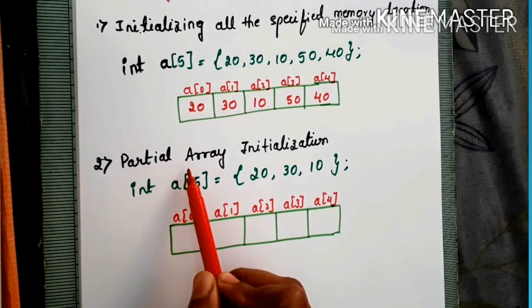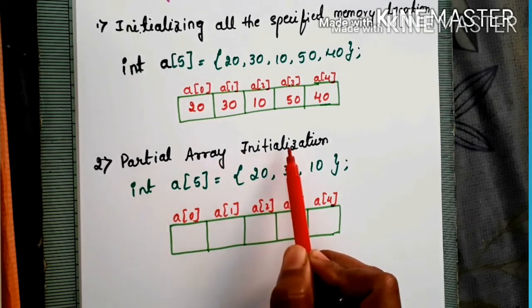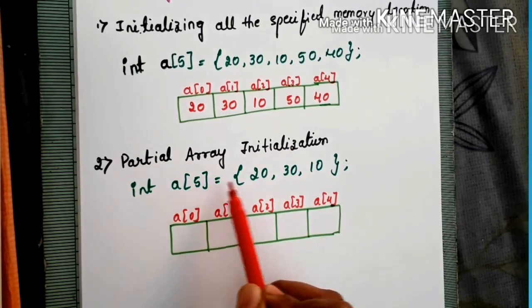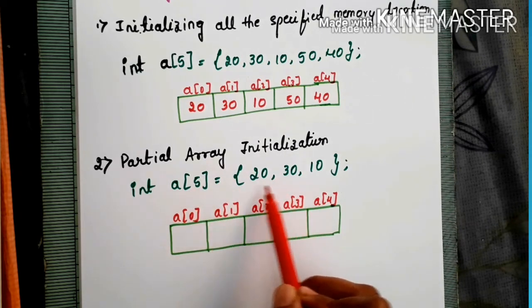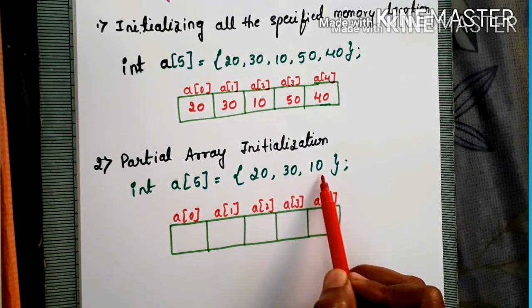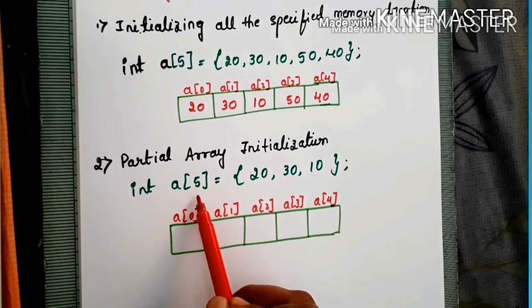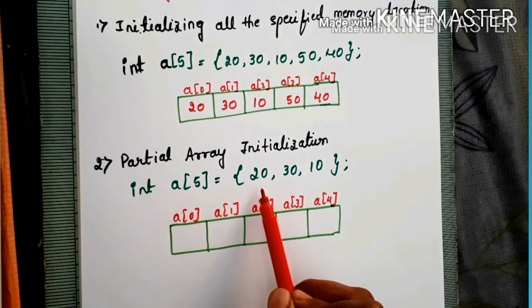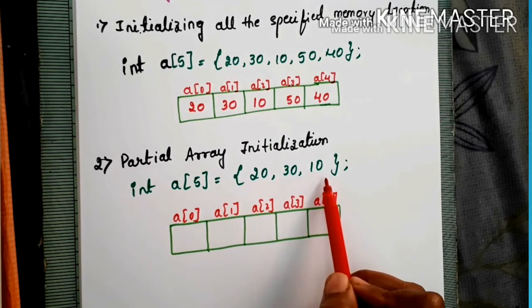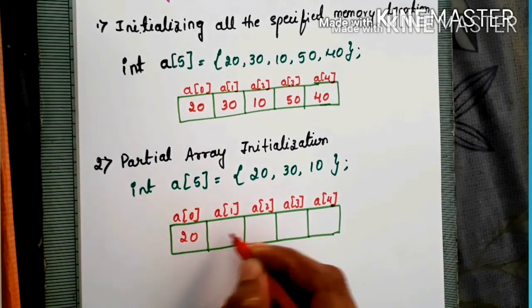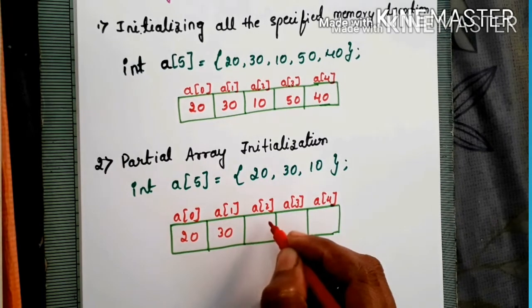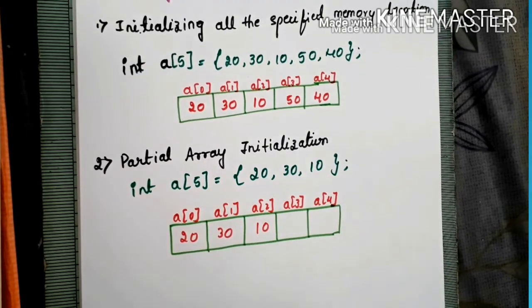The second type of initialization is partial array initialization. Partial array initialization means only some of the elements of the array are initialized. That is, the number of elements that we want to be initialized is less than the size of the array. In this case, the size of the array is 5, but we have initialized only the first 3 elements of the array. That is, 20 is copied to A of 0, 30 is copied to A of 1, and 10 is copied to A of 2.